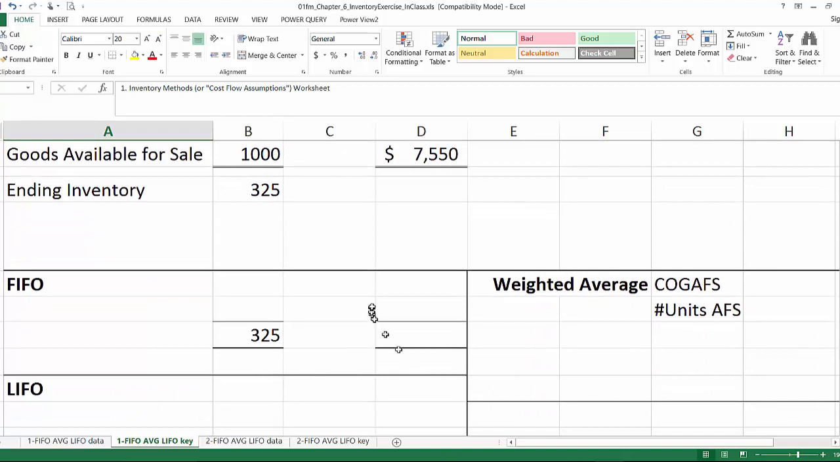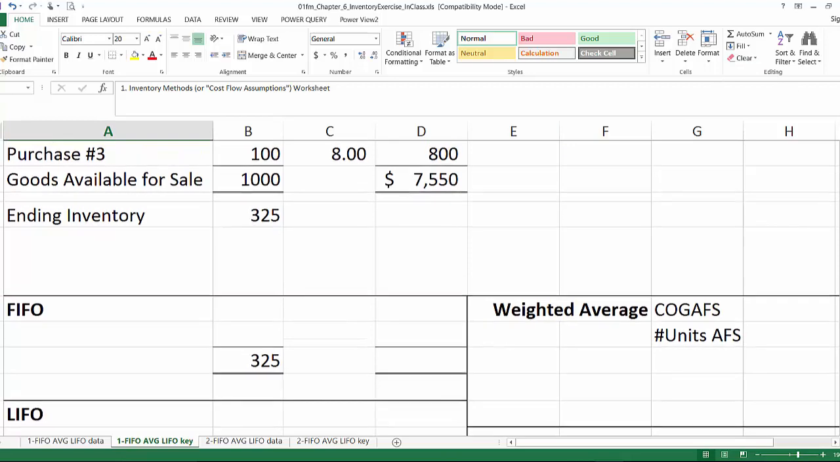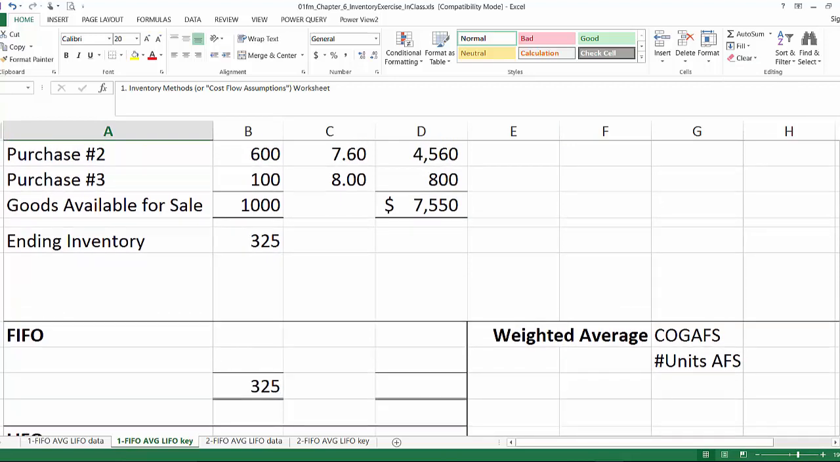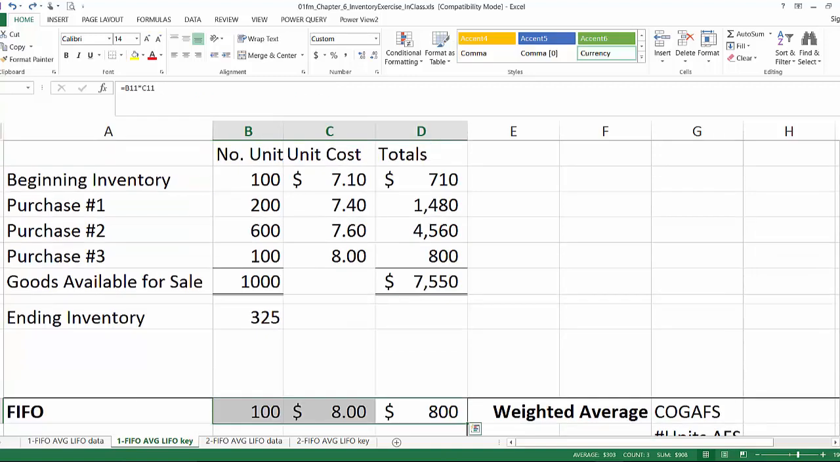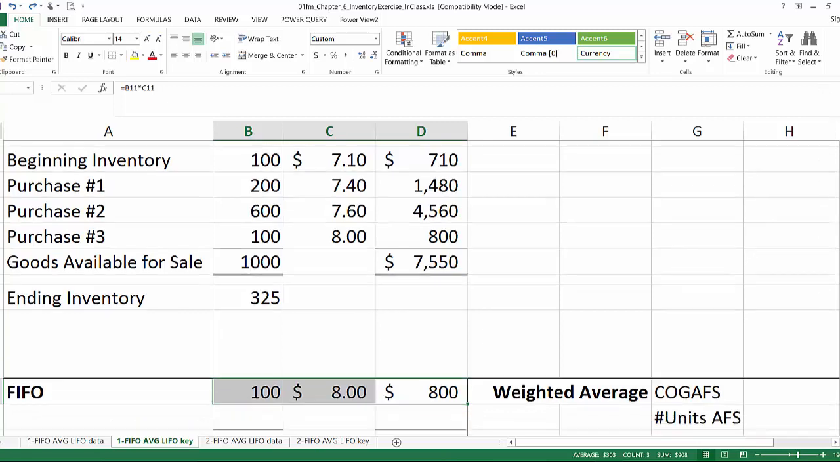So for FIFO, we'll do it like this. We'll take the units that were available for sale, the last batch, 100 units at $8 each for $800. Now, why not some other quantity and somewhere in this mix of items? Because those are our ending units. And then how come we didn't take 325 of them at $8? Because we only ever had 100 of them. So as it is now, I only have 100 units and I need to come up with 325 units.